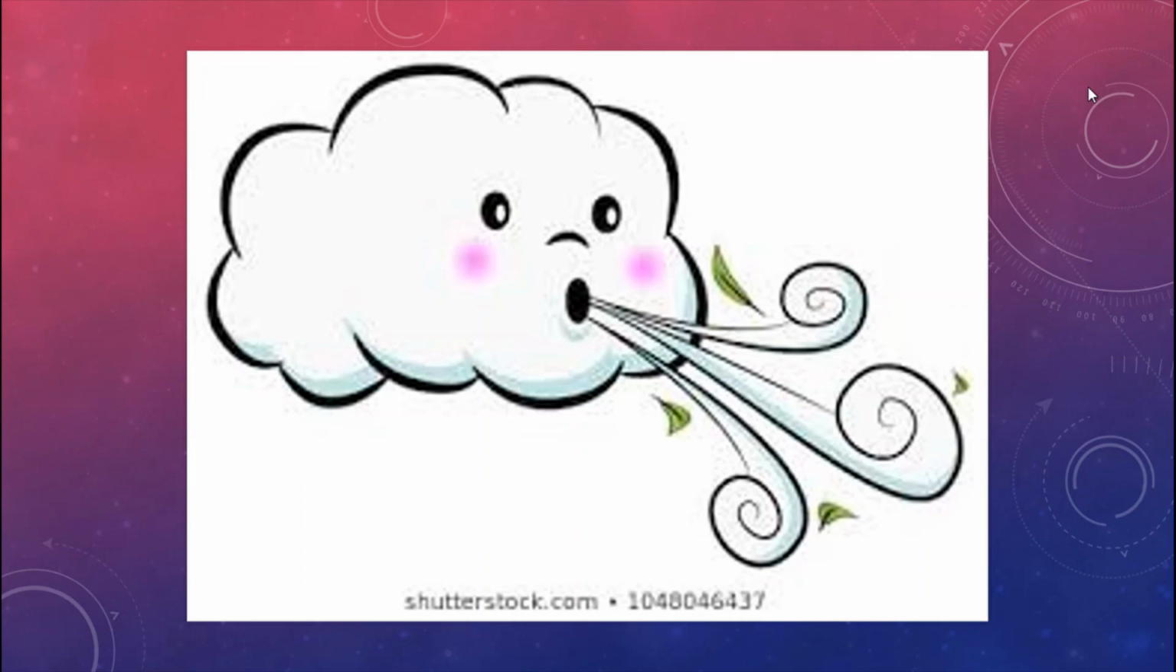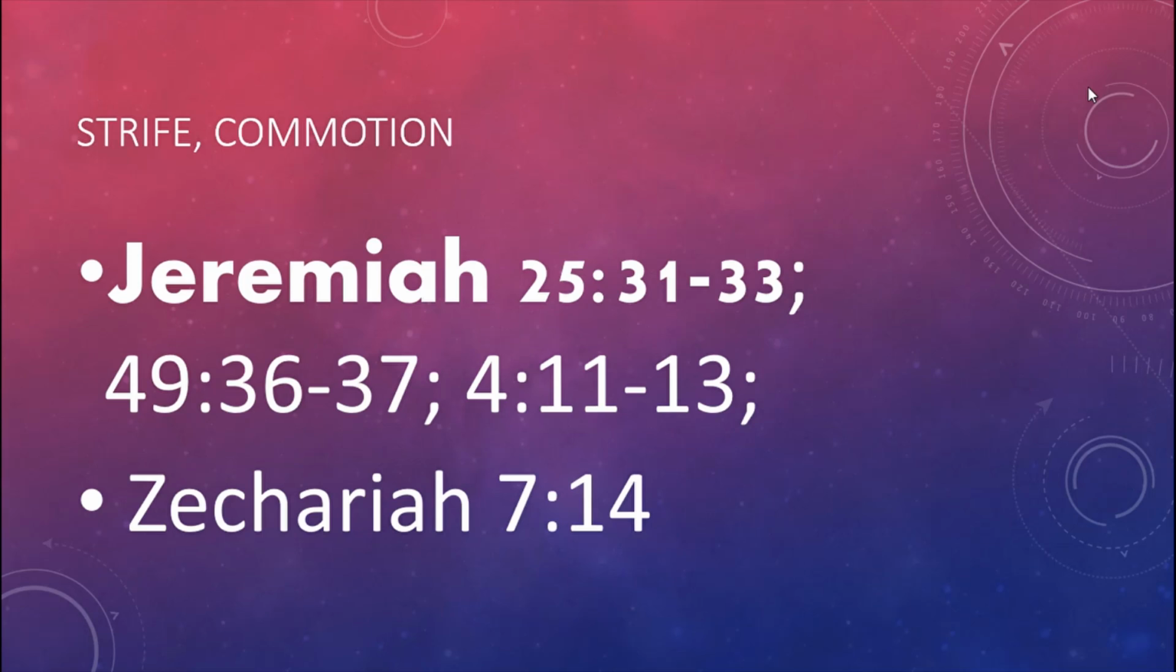And look, we have a little cloud blowing some wind. So this represents the wind, and it represents strife and commotion. We all know the saying, the winds of strife, or a lot of us may know that saying. And it's also used in the Bible in a lot of cases, and we can look at these Bible verses to look at the explanation of the winds representing strife and commotion.